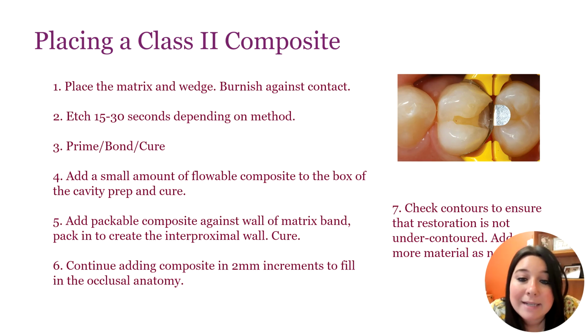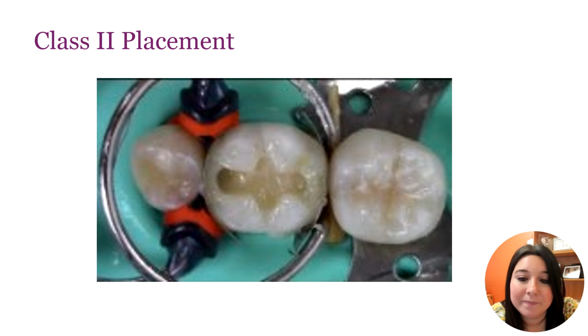And then last steps, check contours to ensure that the restoration is not under contoured. If it is, you can add more material at this time. That's really it until we start finishing and polishing next week. These are the basic steps for our class 2. So be sure to watch this video on class 2 placement in the materials and resources folder.